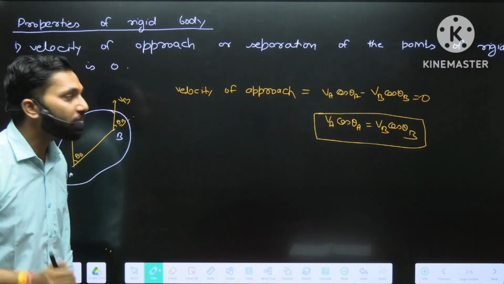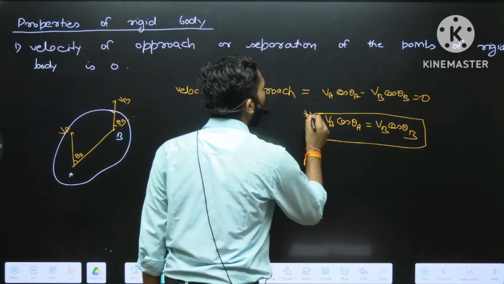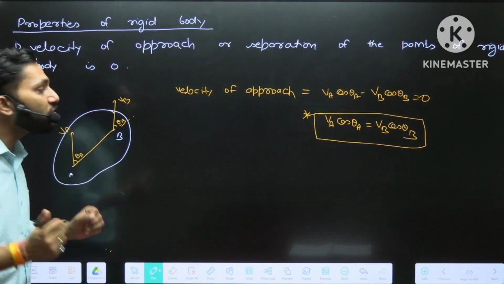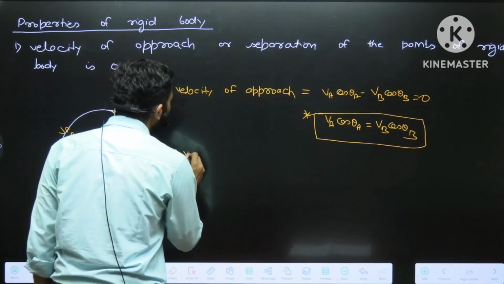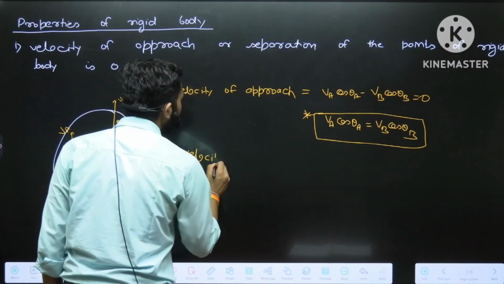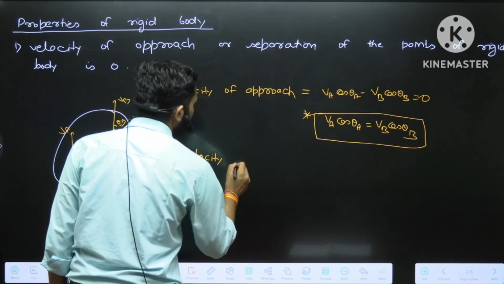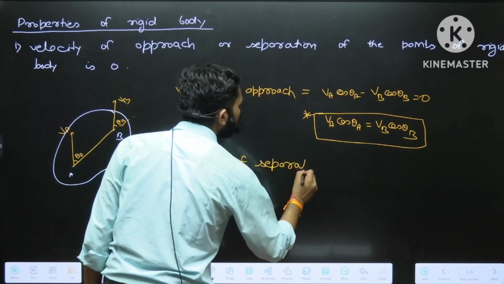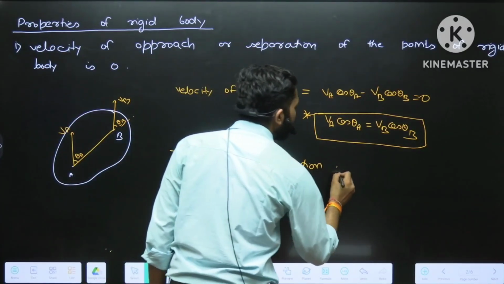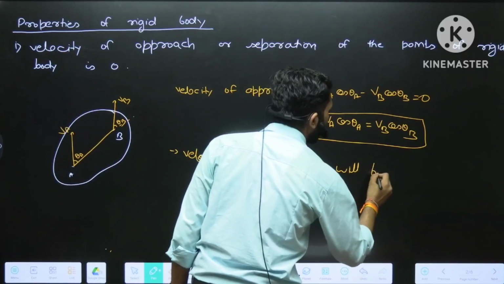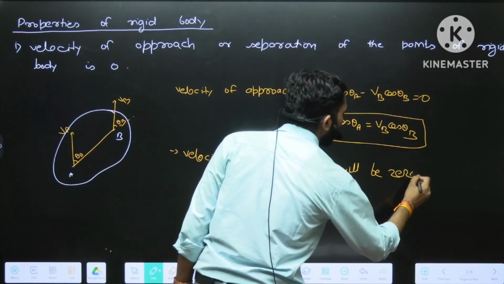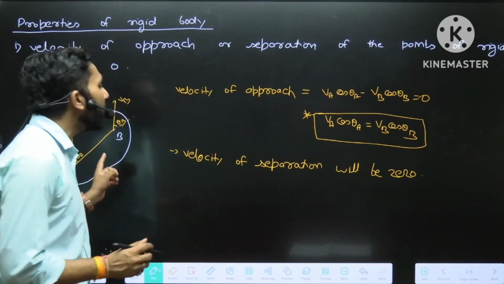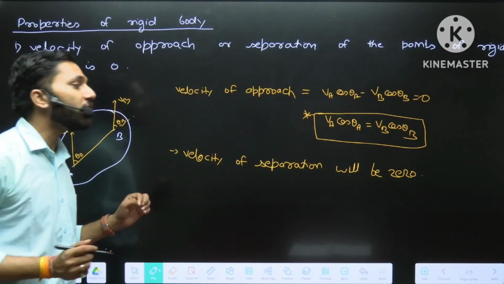This is the important property. This is the first one. Second, the velocity of separation is also 0. In the same way, the velocity of separation will be zero. Velocity of approach as well as velocity of separation will be zero. This is the very first and important property of rigid body dynamics.